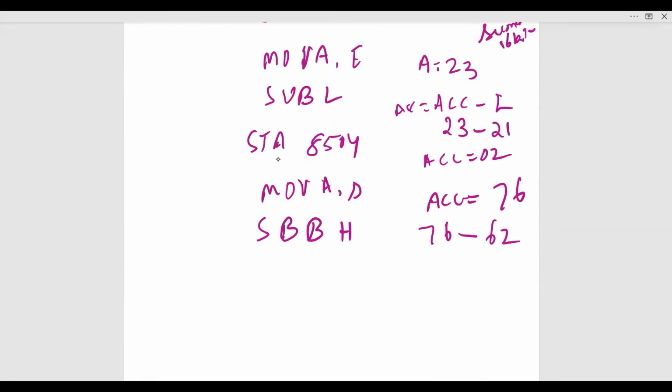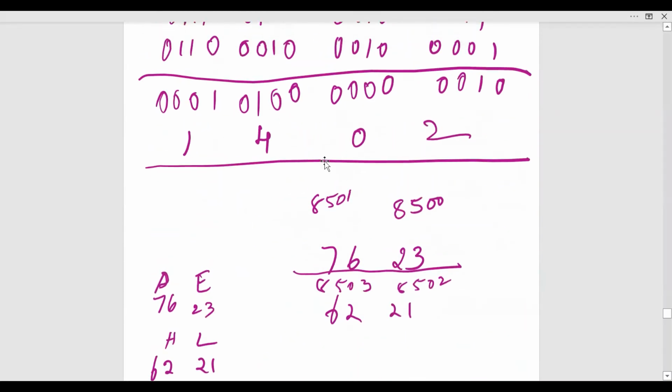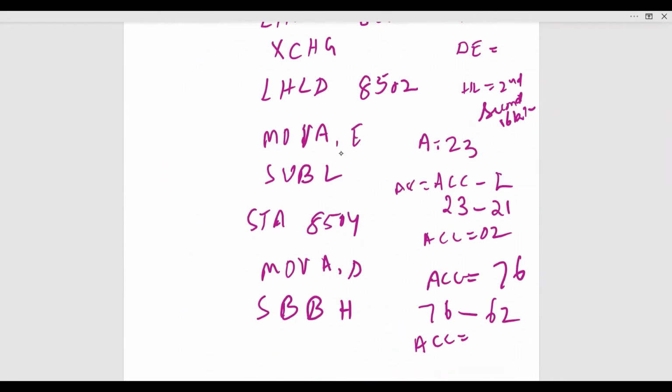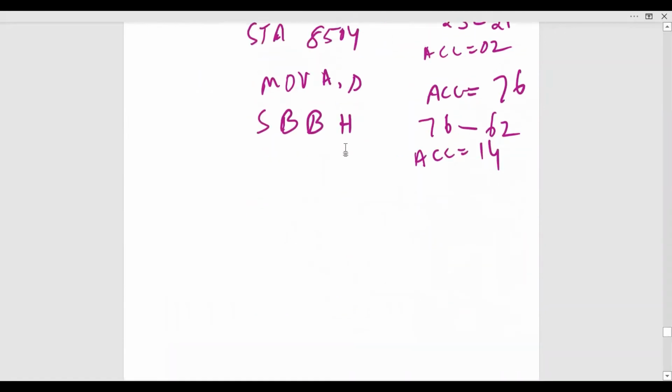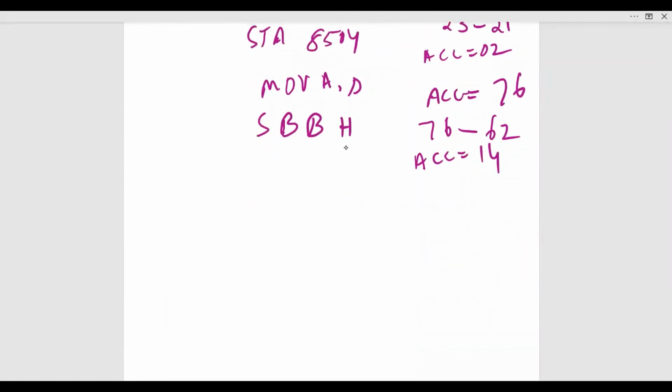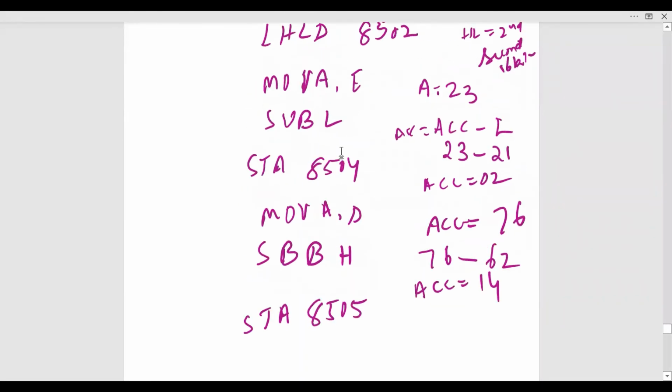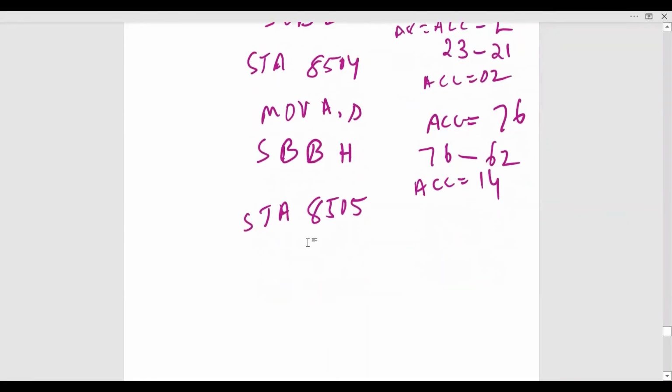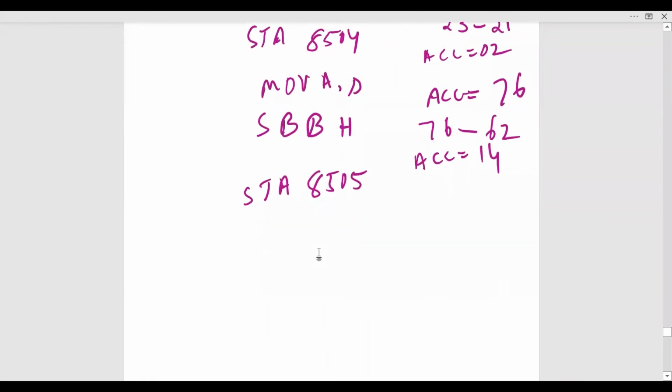So along with that, the subtraction takes place and the result will be stored in the accumulator. So 76 minus 62, the subtraction is 14. Now save that result in another memory location. So STA 8505. So the lower byte subtraction result is in 8504 and the upper byte is in 8505.